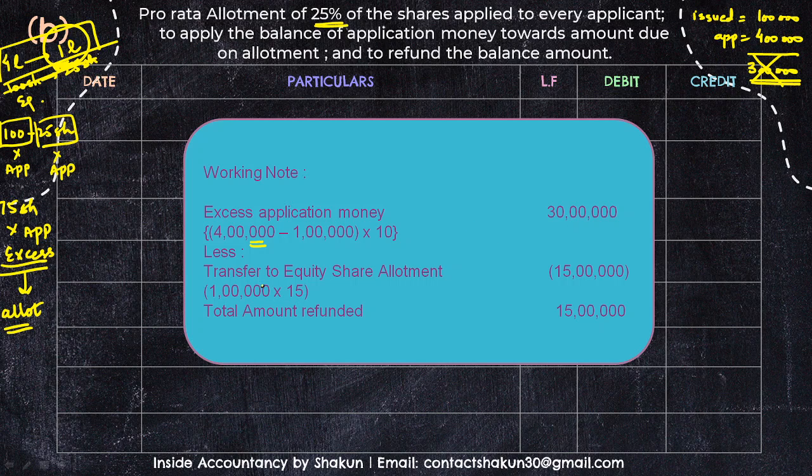Now, transfer to equity share allotment would be only for those shares that have been allotted. Out of 4 lakh, we have made allotment to only 1 lakh shares. So 1 lakh only will pay the amount on allotment. So 1 lakh shares into 15. 15 lakh will be adjusted on allotment, and the balance amount is 15 lakh that will be refunded through bank.